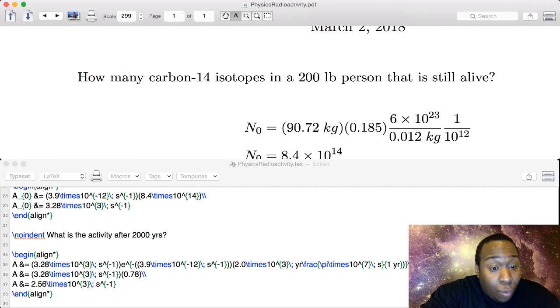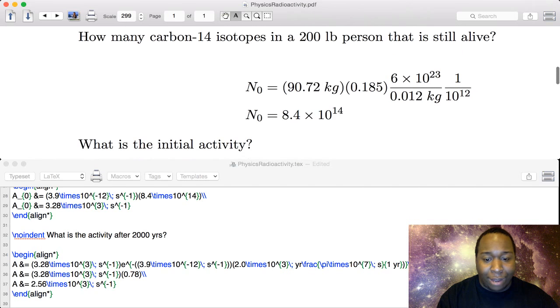Wait, there's only one isotope of carbon? Yes. Maybe I've been saying it the wrong way. What I mean is that you're right. There's only one isotope of carbon 14, but what I'm calculating is the number of carbon 14 atoms, and that's what this initial calculation was. Given a 200-pound person that's still alive, how many carbon 14 atoms are in his or her body? I apologize if I made that confusing.